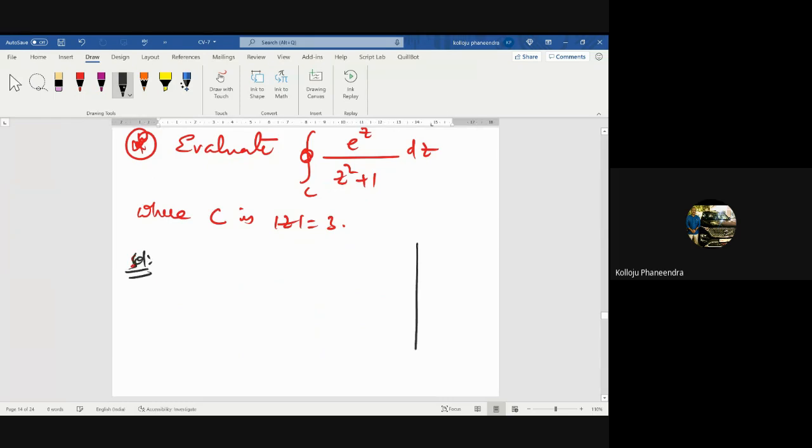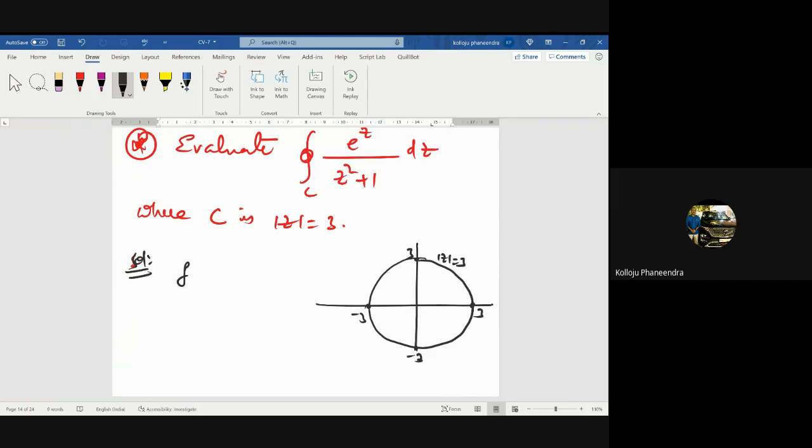What does mod z equal to 3 mean? It is a circle with radius 3 units, passing through 3 and negative 3. This is mod z equal to 3. Done. And one more point.